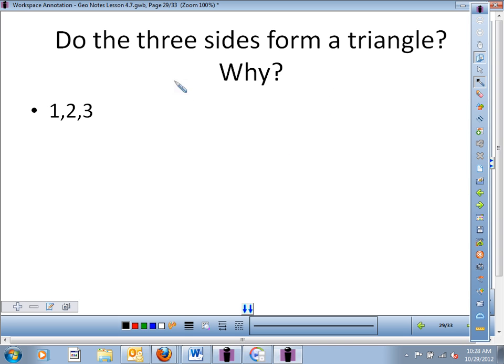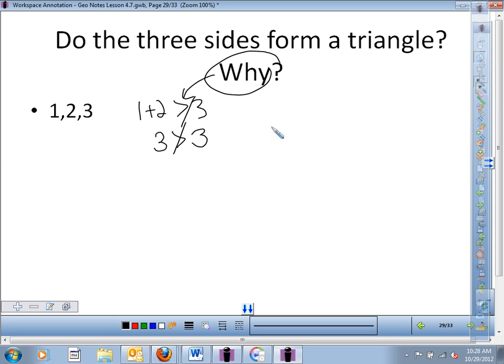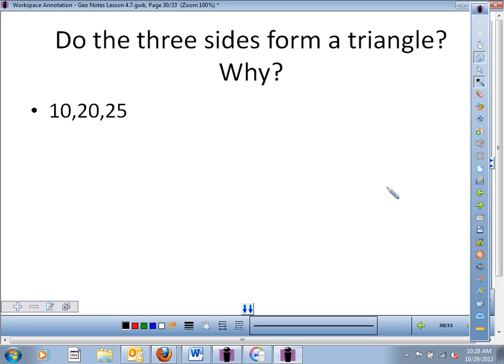Right? 1, 2, 3. Do these form a triangle? 1 plus 2, is that greater than 3? Is 3 greater than 3? Nope. And again, this is the work I want to see because this is your why right here. Your answer is, do the three sides form a triangle? No. But why? There's your why. Just that little bit of work right there to show why.